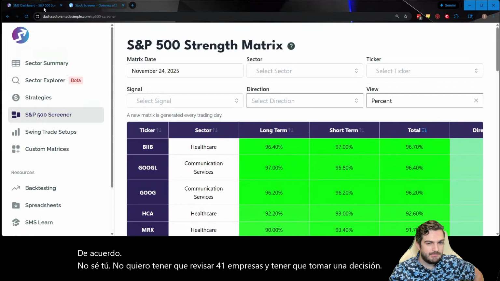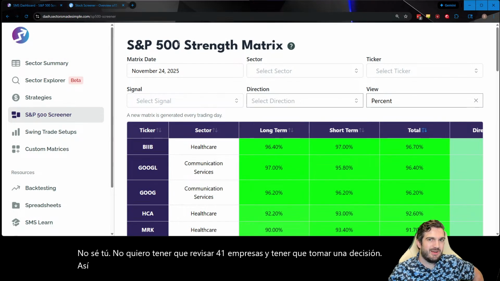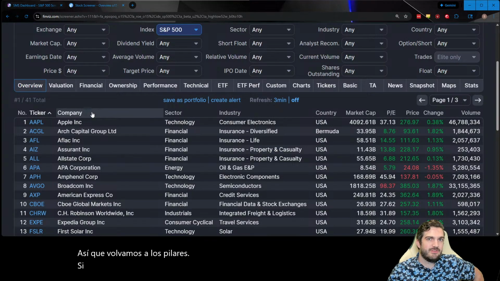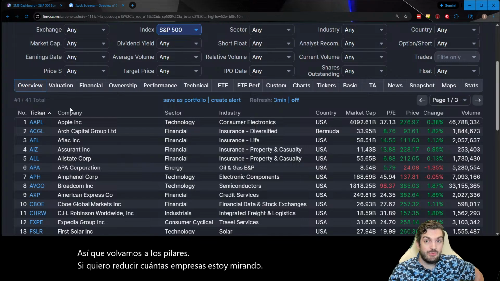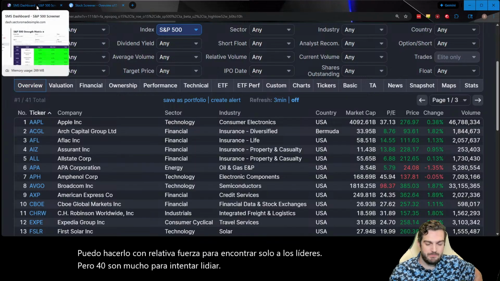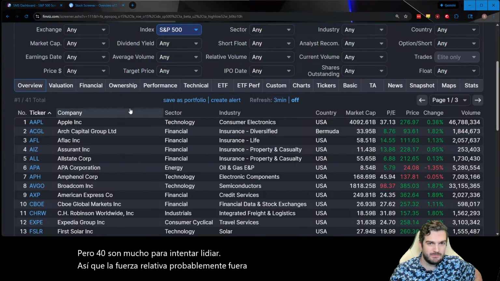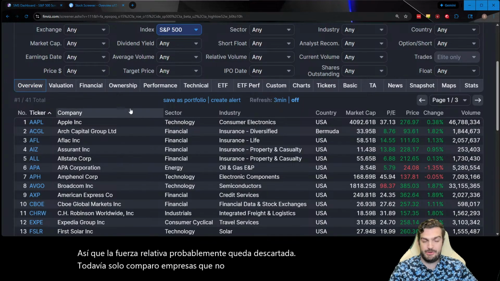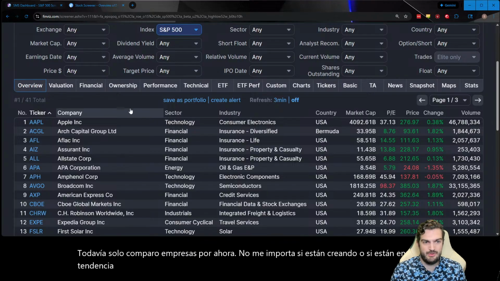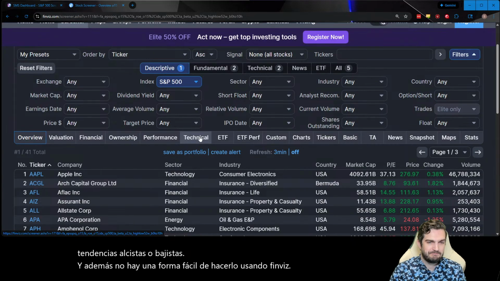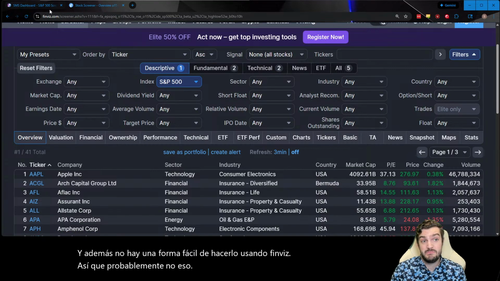So let's go back to our building blocks. If I want to narrow down how many companies I'm looking at, I can do that with relative strength to find only the leaders, but 41's a lot to try and deal with. So relative strength probably out of the picture. I'm still only comparing companies right now. I don't care if they're in uptrends or downtrends. And also there's not really an easy way to do that using FinViz. So probably not that. The third block, sectors.